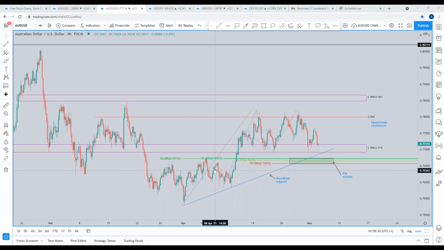If you guys are interested, I will look at creating a webinar dedicated to Quasimodo resistance and support. Please let me know, and I'll happily go over this, because I see a lot of interest in this formation. As I said, it's an ideal way of locating support and resistance, and it's pretty much objective in my opinion as well. Of course, you can pick different left shoulders.